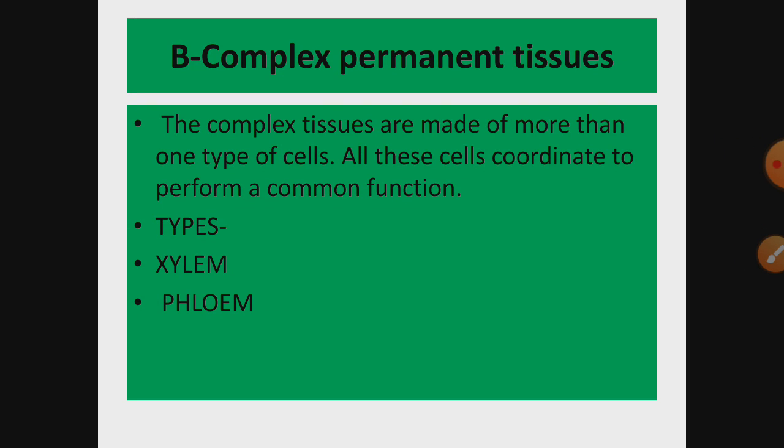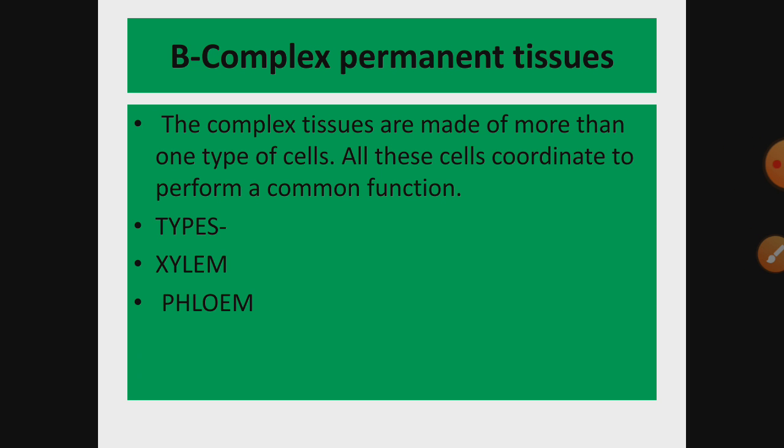Although we are dealing with plant tissue, plant tissue is divided into three categories. First, meristematic tissue. Second, permanent tissue, that is further divided into simple permanent tissue and complex permanent tissue. And third one will be the protective tissue that we will do in next class. So today we will study about the complex permanent tissue.